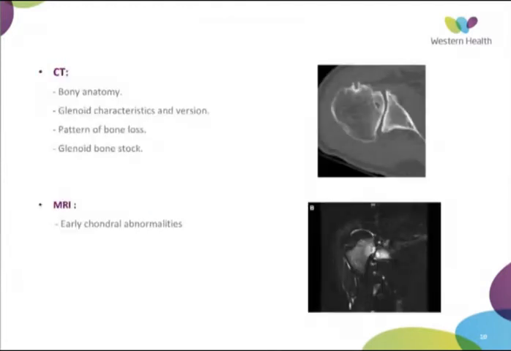CT can be a good tool for preoperative planning. It's going to give us some information about the glenoid bone stock, to choose what arthroplasty option to use, shows us the pattern of the bone loss, and also shows us the version or if there are any changes in the characteristics of the glenoid. MRI is a good test to find out about chondral abnormalities, specifically in young people, where the X-rays may not show much change.